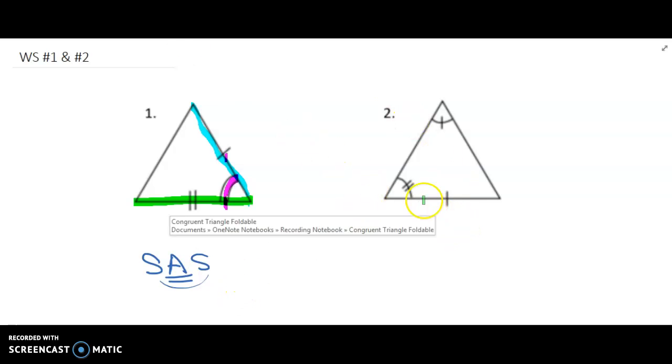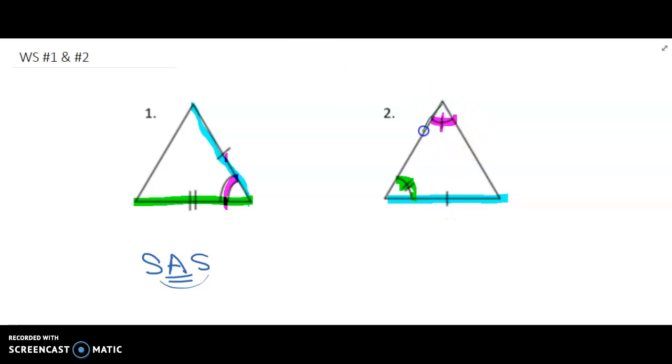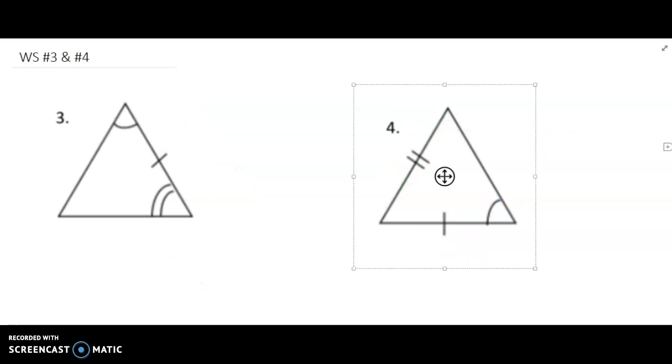Okay, over here, I know this angle, I know this angle, and I know this side over here. Now this side is not between the two angles. The side between the two angles would be this side. Okay, that's not the one we know. So this would be angle, angle, side, and once again, the side is not between the two angles. All right, so you try to do 3 and 4 on your own, and then we'll go over them.